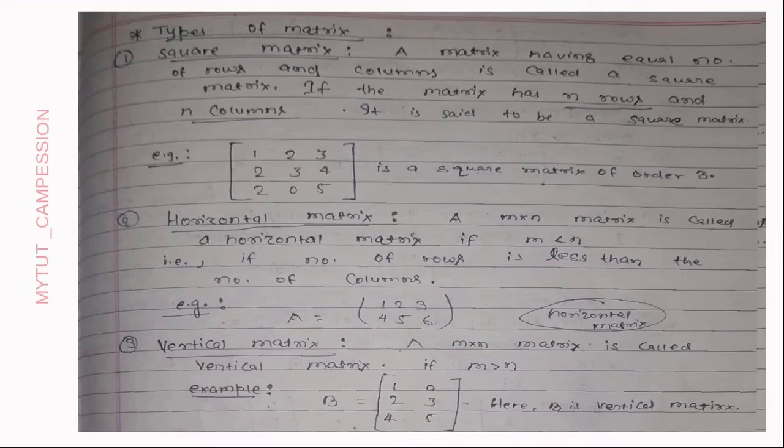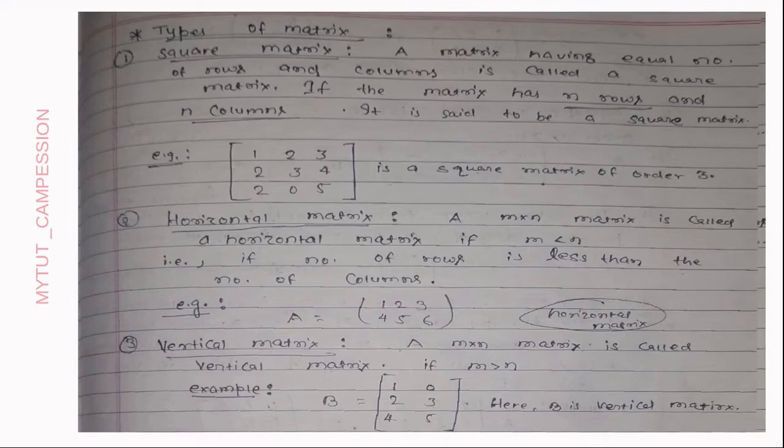Okay, vertical matrix: similarly, an m cross n matrix is called a vertical matrix if m is greater than n. That means the number of rows is greater than the number of columns. It seems like vertical. For example, here is matrix B. The number of rows is 3 and the number of columns is 2, so the number of rows is greater than the number of columns. So B is a vertical matrix.